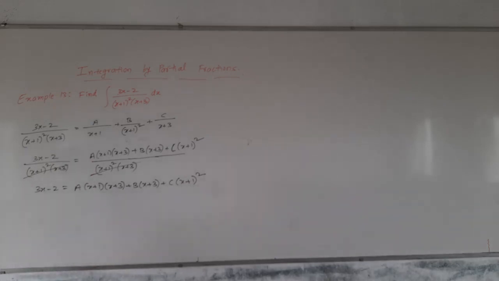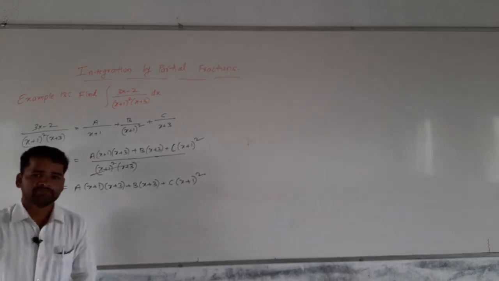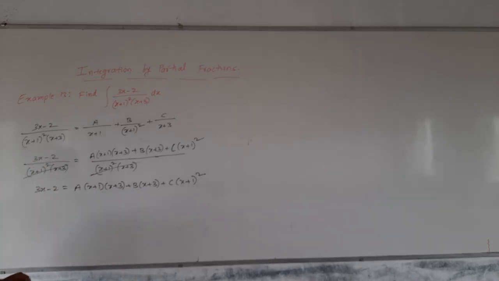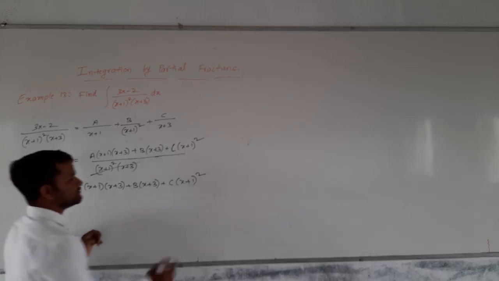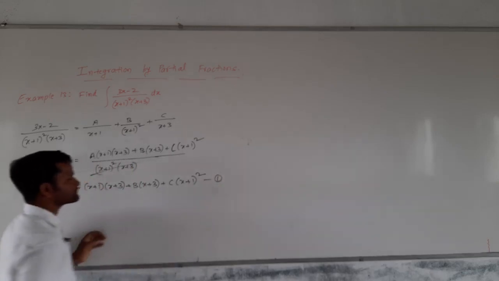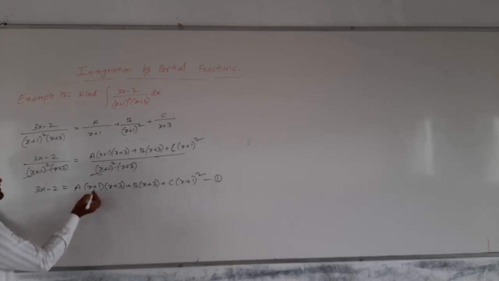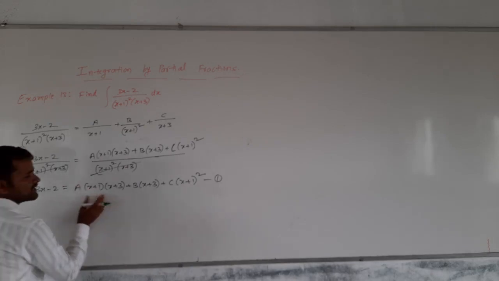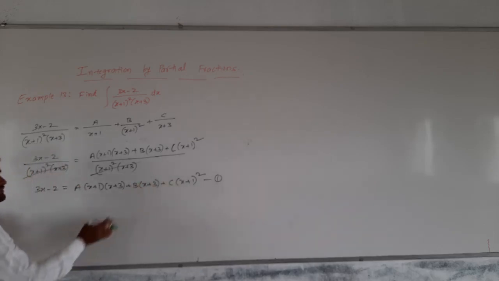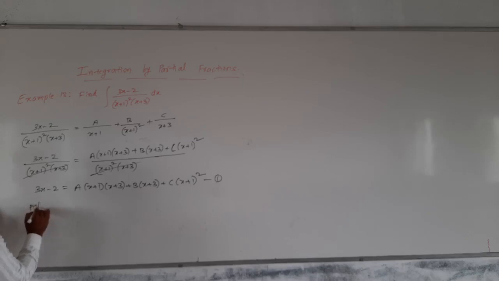We need to find out the values of a, b and c here. For that, we will substitute various values for x. Let me take this as equation 1. Here what I do, I will substitute x is equal to −1, which makes the a and c parts 0. We can find out the value of b directly. Substitute x is equal to −1.